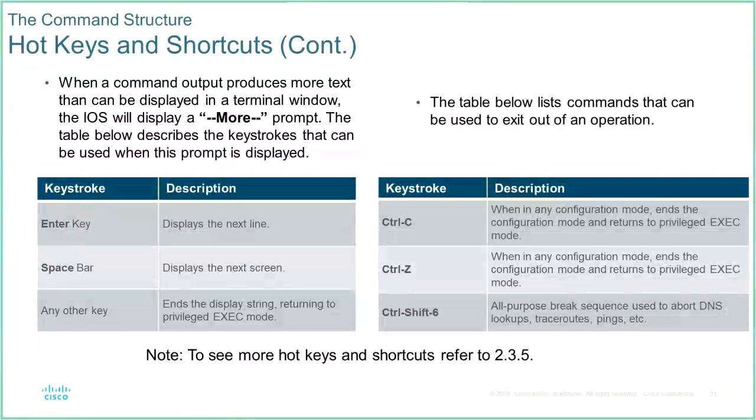Cancel configuration commands and so forth within the operating system is generally Control-C. Where that doesn't work, such as doing trace routes, you use Control-Shift-6, and that's your all-purpose break sequence to break any input or output automation that is occurring.